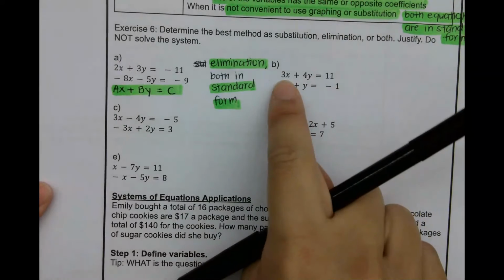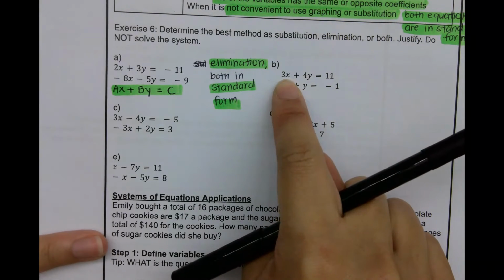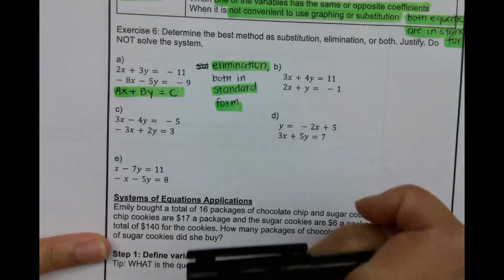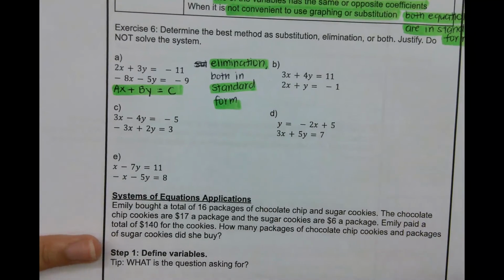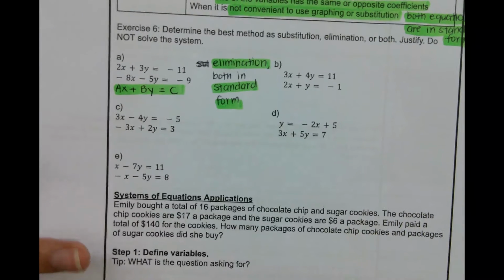So here we have B. Our first equation is 3x plus 4y equals 11, and we also have 2x plus y equals negative 1. Which one would we probably use?